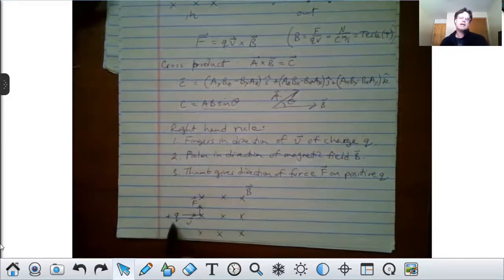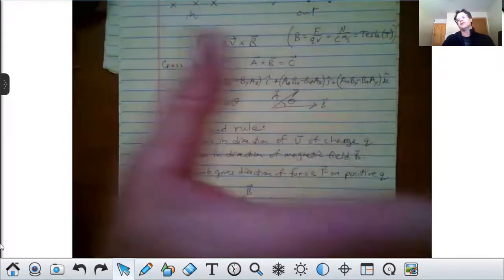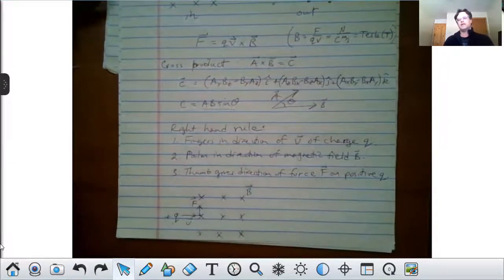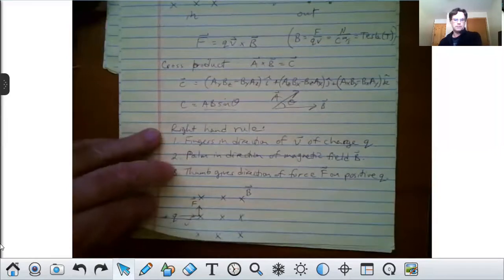Now, what if it was a negative charge? If it was an electron, you can still use the right-hand rule, but at the end, add a 4th step. Flip your thumb over, because negative charges do the opposite of positive charges. It would go down instead of up.